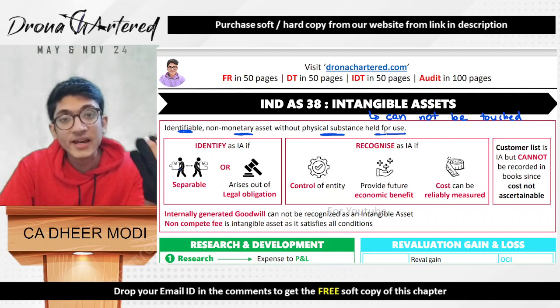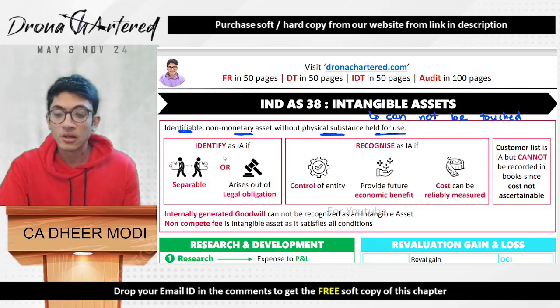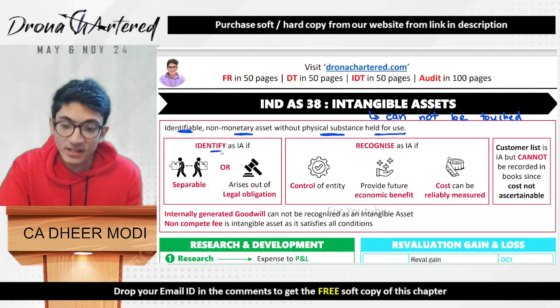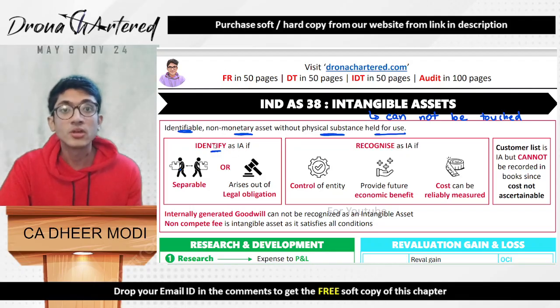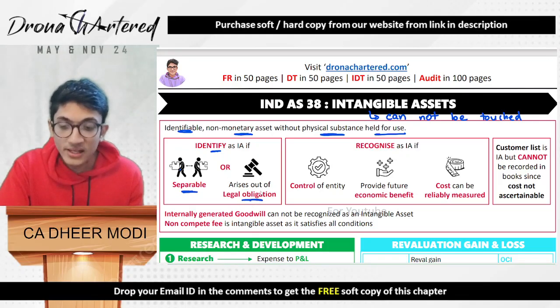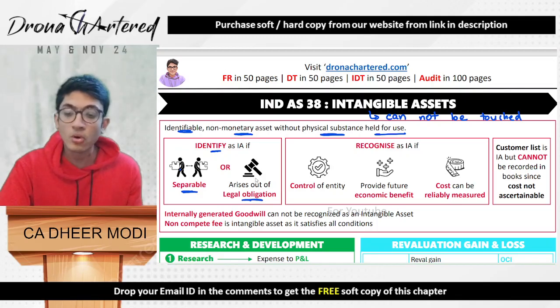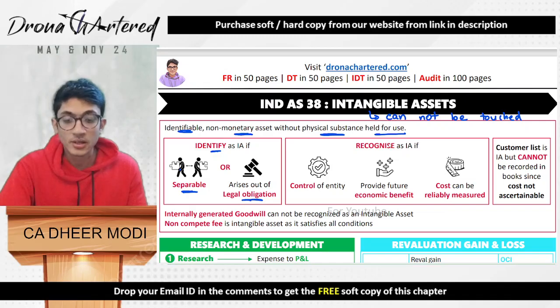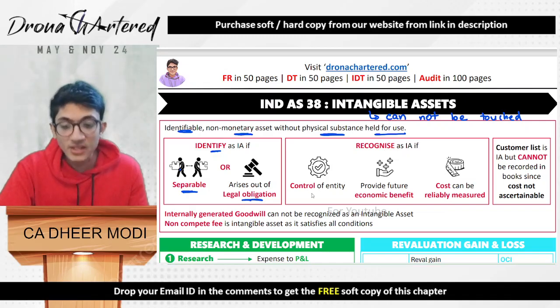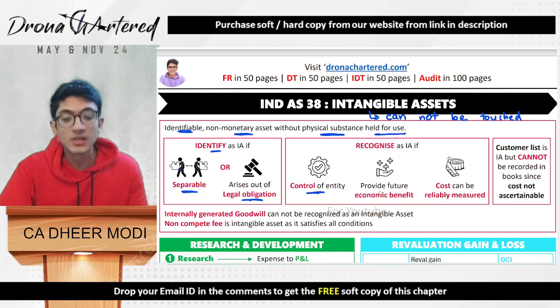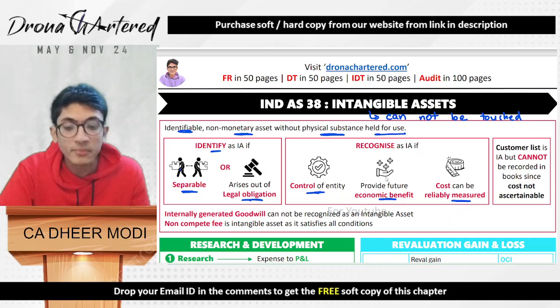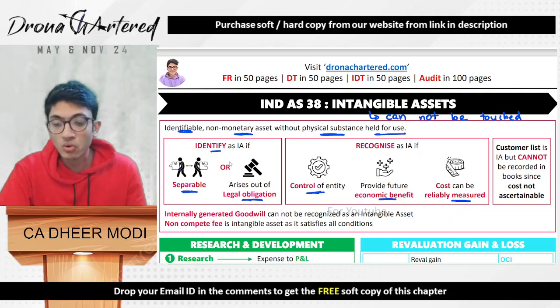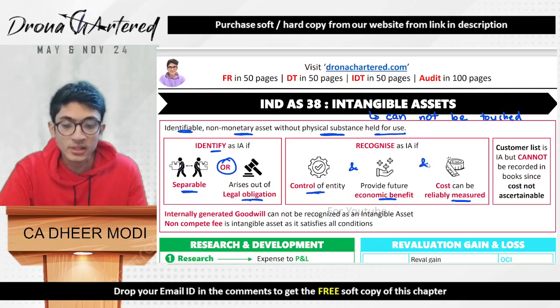So when will you recognize an asset as an intangible asset? It can be identified as an intangible asset only and only if it is separable or arises out of legal obligation. You will recognize it as an intangible asset if it is within the control of the entity, it provides future economic benefit whose cost can be reliably measured. So all three have to happen. Okay, so over here it is an or, but over here it is actually an and condition.